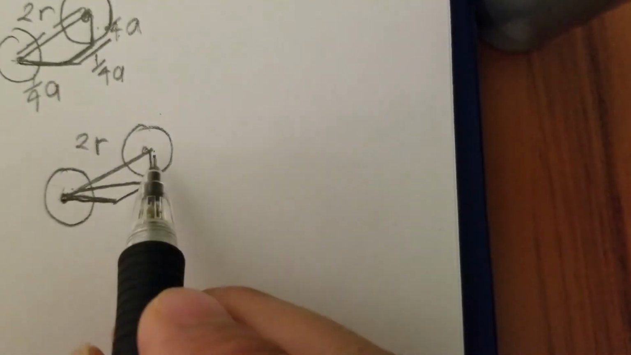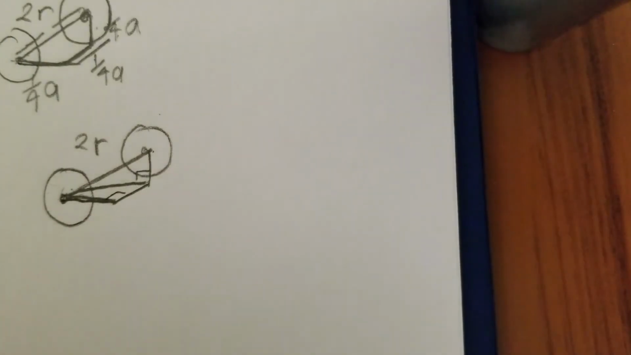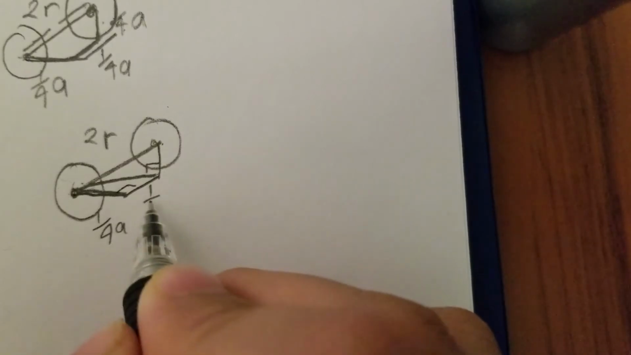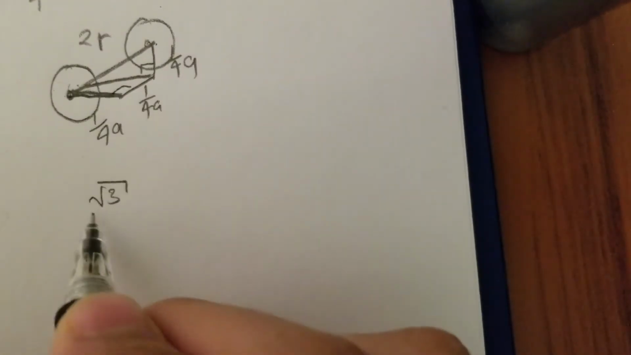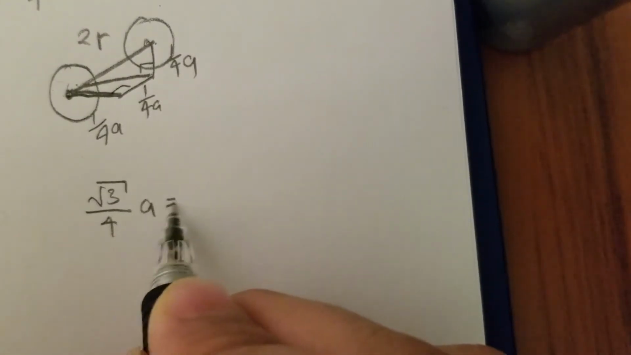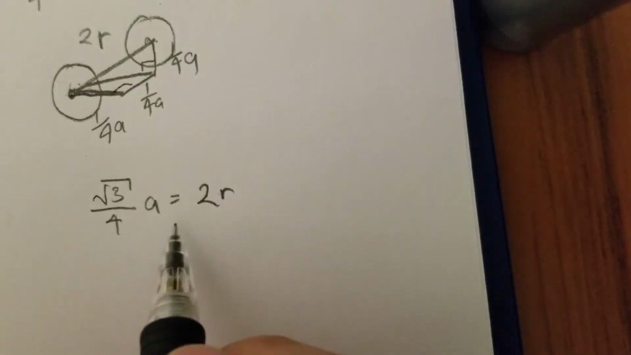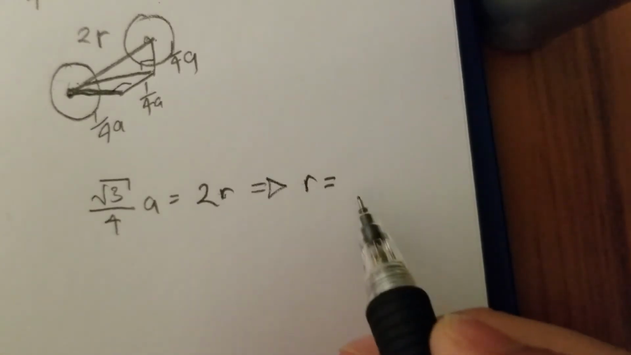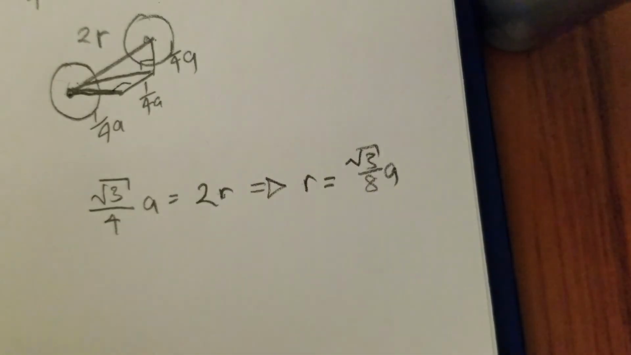Right, so this just makes a triangle. And we know this is 90 degrees, and we know that is 90 degrees as well. So what we end up finding is, again, this is 1/4 A, that's 1/4 A, and then going up is also 1/4 A. So if we use the Pythagorean theorem, what we end up getting is √3 over 4 A is equal to 2r. And now if we solve for r, what we end up getting is r is equal to √3 over 8 a. Now that's important.